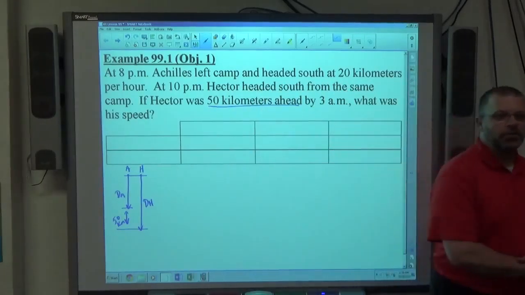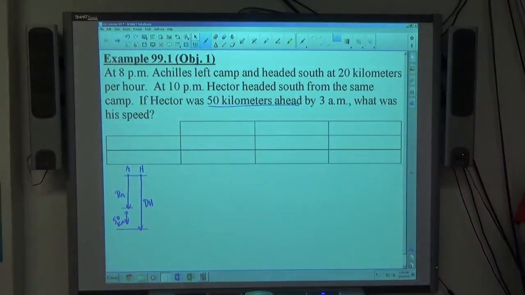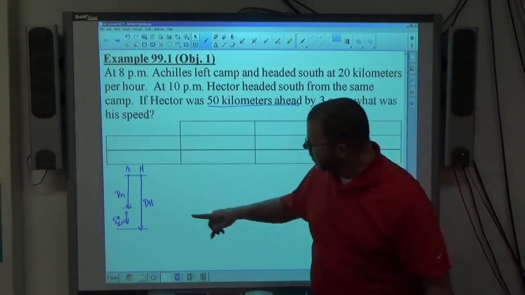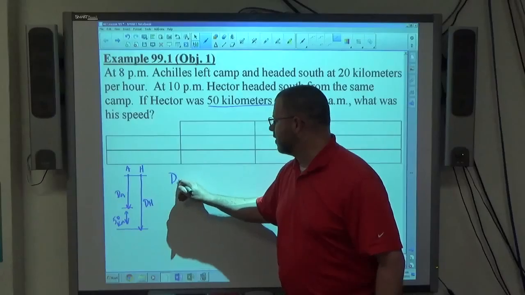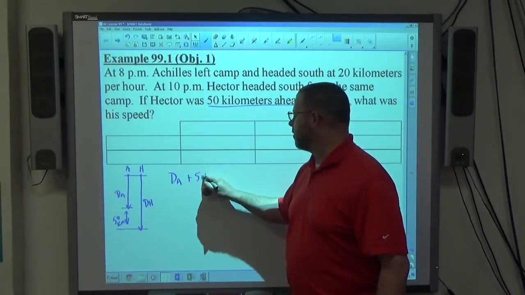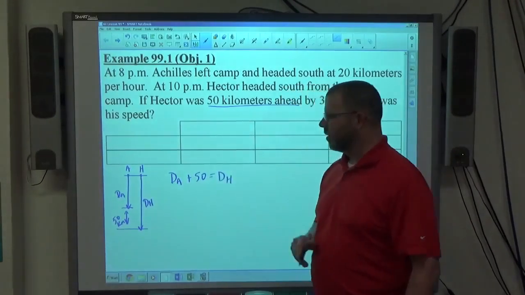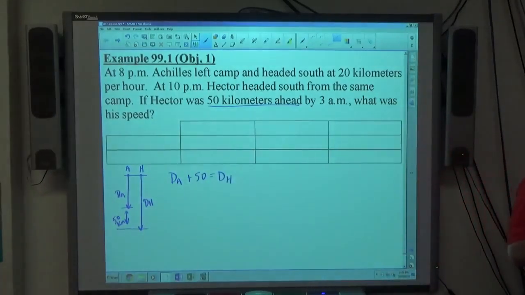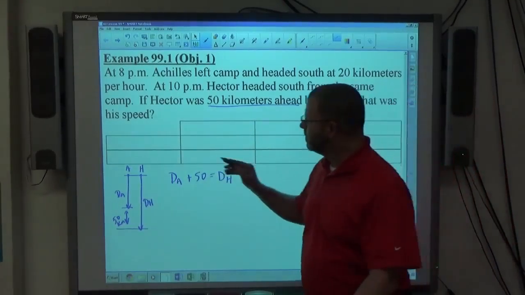When I draw this picture, there are no speeds or times included because they don't matter. They're both moving, they both went some distance, that's all that matters in this picture is distance. Looking at the picture, I can see that if I take Achilles' distance, add 50 kilometers, I'm going to get Hector's distance. That's what I need to get out of that picture, and that's job 1 in these problems. How do the distances relate to one another? That's all you care about. Next thing we do.